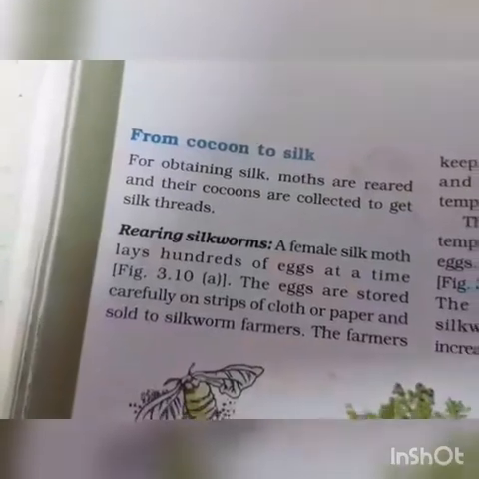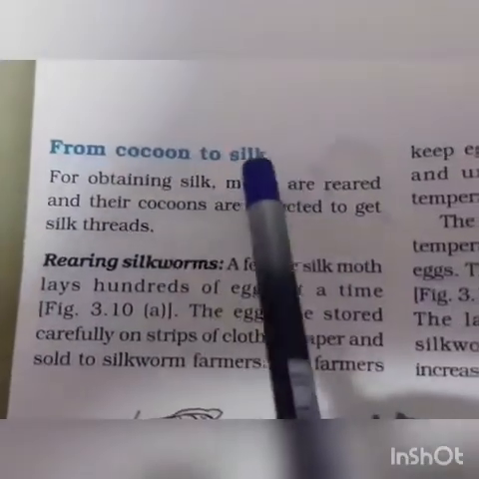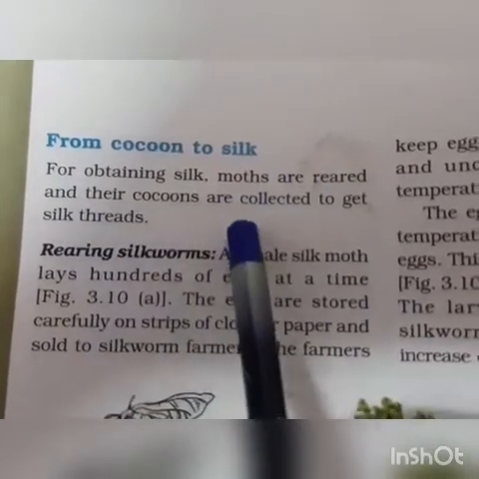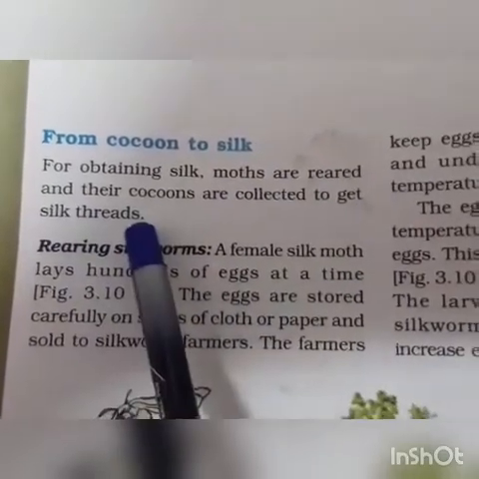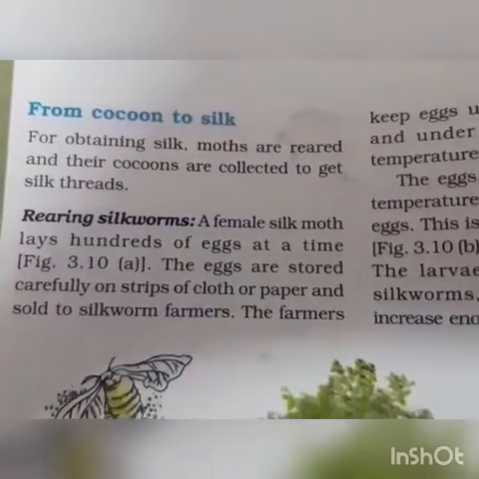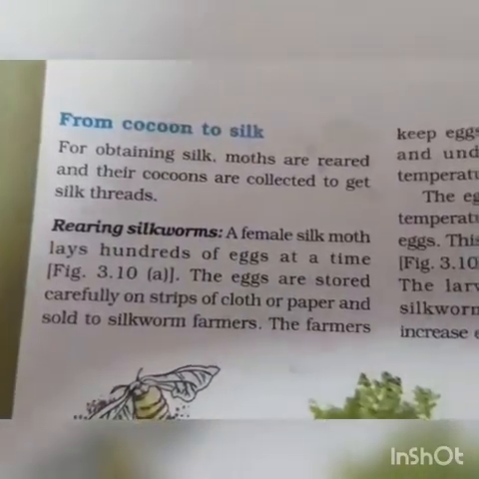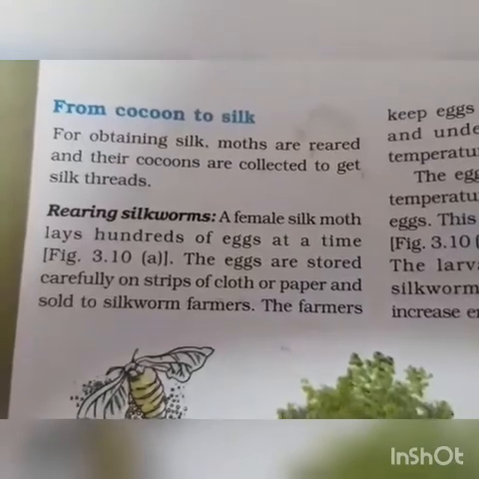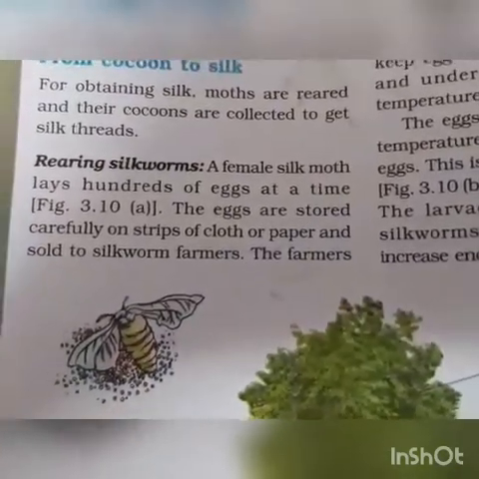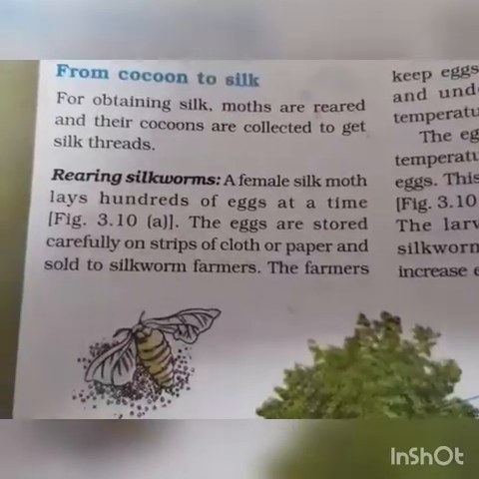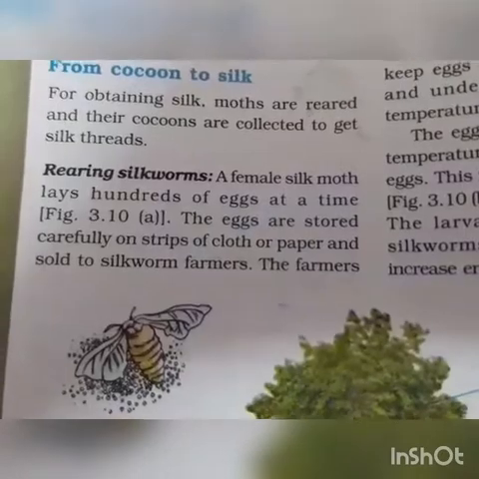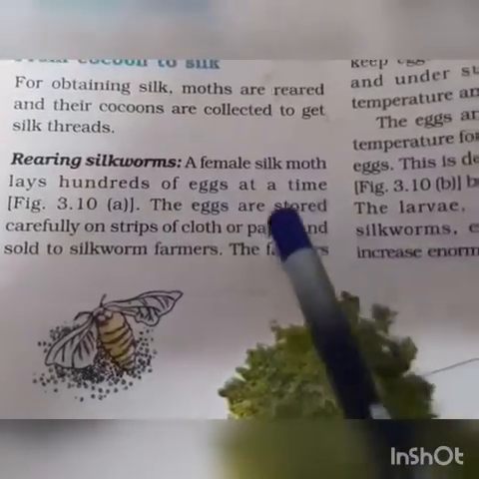On page number 30 is from cocoon to silk. For obtaining silk, moths are reared and their cocoons are collected to get the silk thread. Now how the rearing of the silkworms is done, that we will study now. This is the important part of the lesson: how the silk is made, how the silk moth lays eggs, and how the silkworms develop.